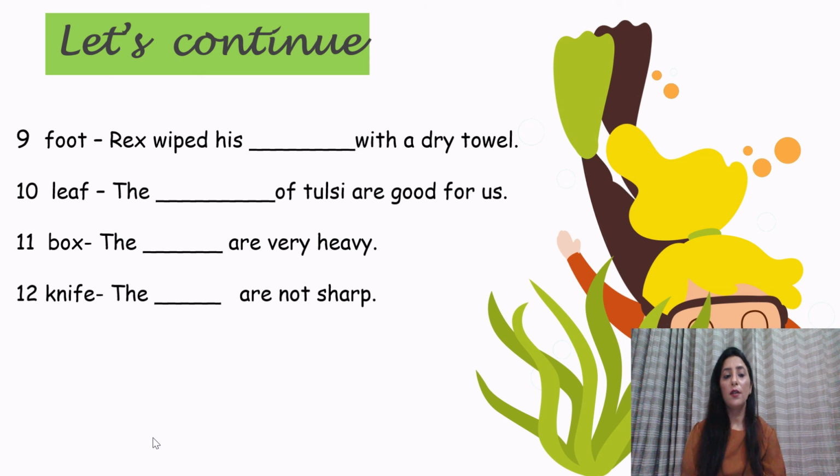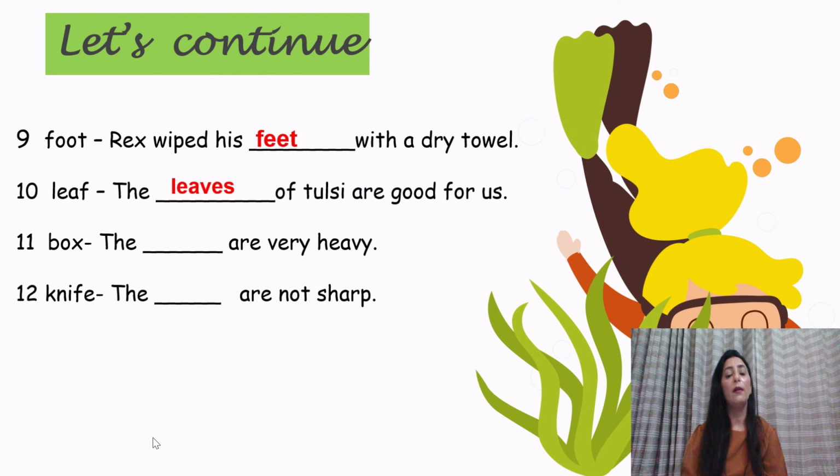So foot, we are referring to one foot. And what is the plural form of foot? I hope you all are ready with the answer. Rex wiped his feet with a dry towel. Now 10th one is leaf. So the word is ending with F. We know when the word is ending with F or FE, we need to cut F and add VES to form its plural form. So the leaves of Tulsi are good for us.